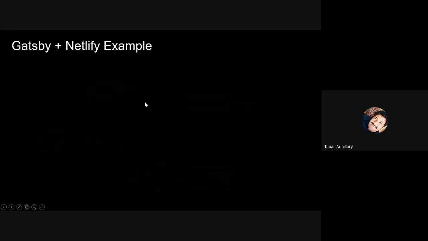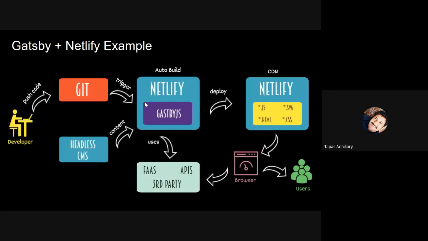Now let's take a Gatsby plus Netlify example that I am well versed with. Let's see how this entire thing takes place, right? It's a bit crowded, this slide, but I'll take you through. So the developer writes code, pushes code, goes to Git. There is some integration, some workflow that gets triggered whenever you hit that. It comes into Git, it gets triggered and it does a build.